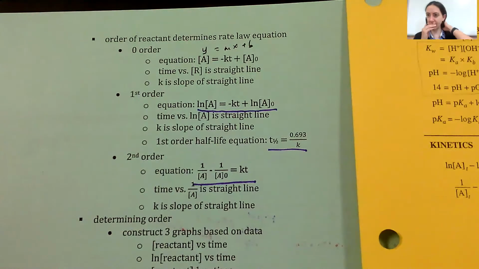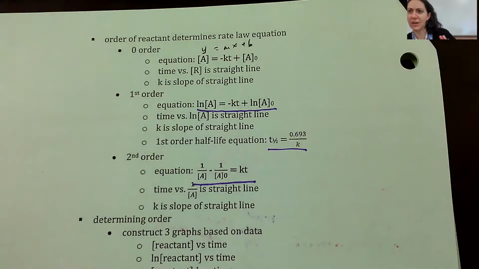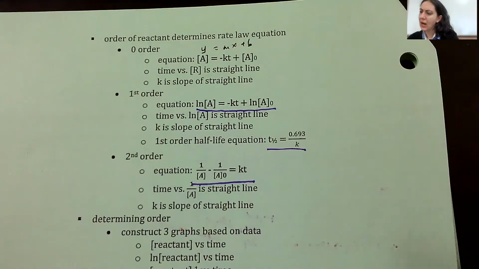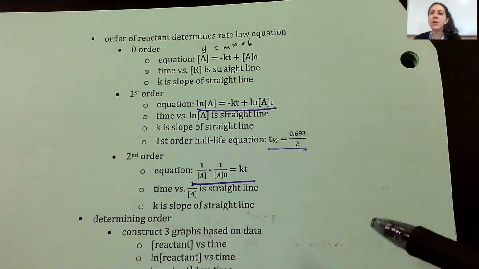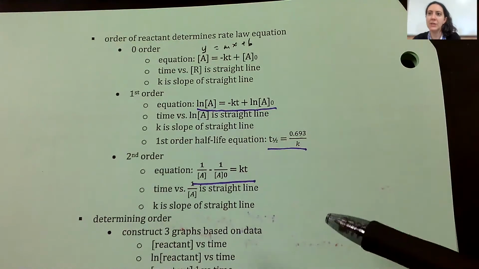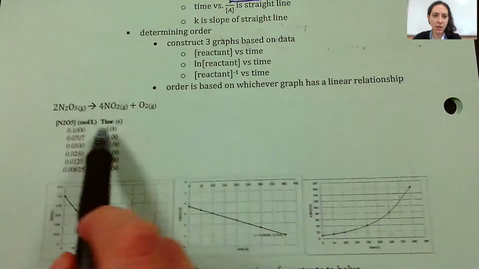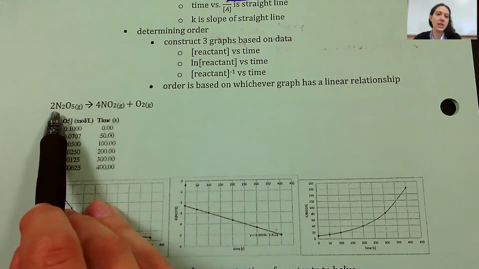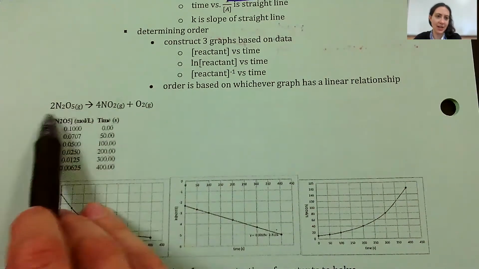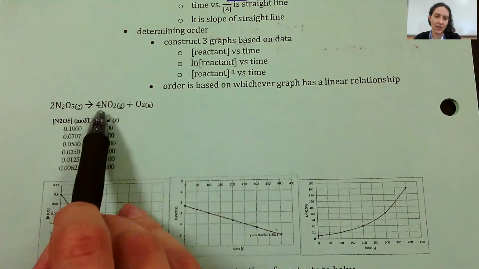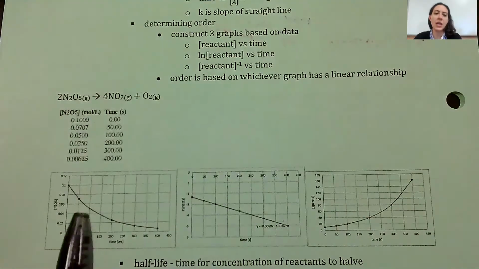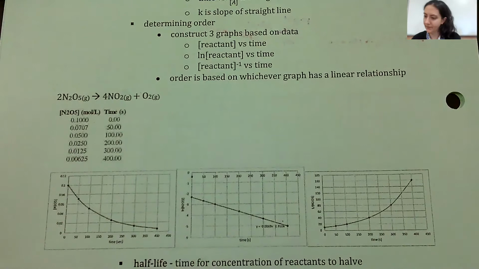So let's just dive right in and I'll explain it. And I might have to explain it multiple times, but that's okay. So the way that we do this is, let's look at some data and I'll go through it. So here's our reaction. We've got dinitrogen pentoxide, there's two of them, and they're reacting to form our nitrogen dioxide and our oxygen. This is experimental data.